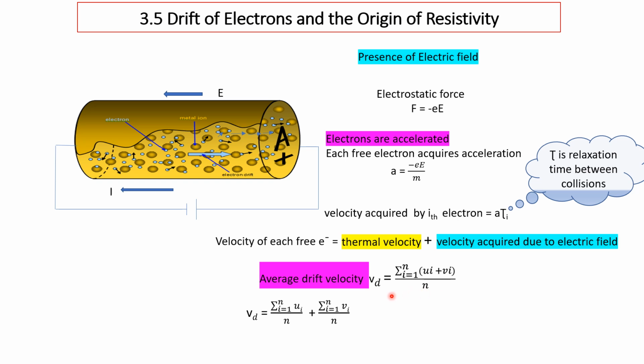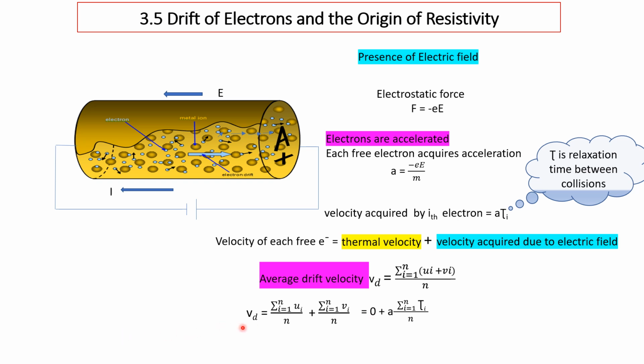Now we can split this equation into two parts. One for the summation of all the thermal velocities, or the average of all the thermal velocities, and the average of all the velocities acquired due to the electric field. What do we know about the summation of all the thermal velocities? Yes, the summation of all the thermal velocities is 0.